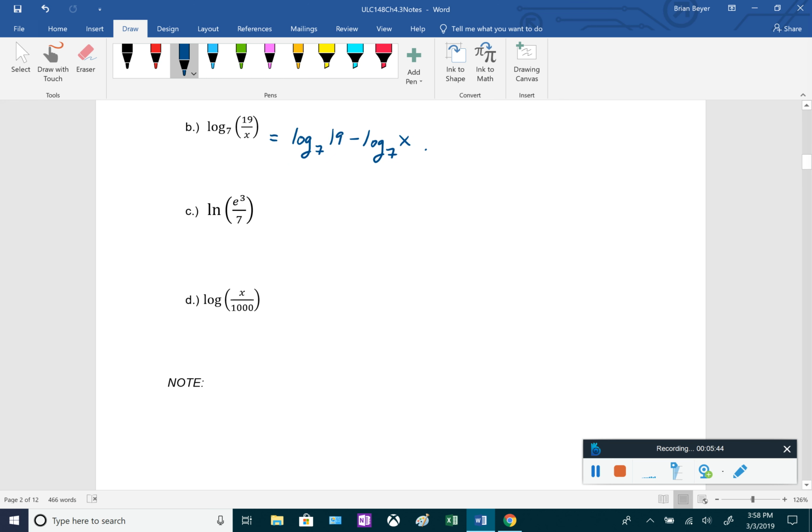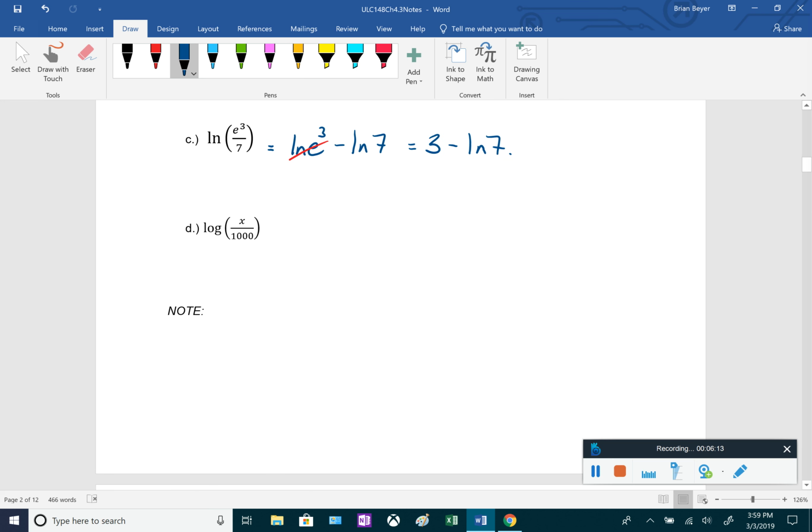Next one, ln of e cubed divided by 7, so it's going to be ln of the numerator minus ln of the denominator. Ln of e cubed, that simplifies to 3. So remember, that's the inverse property. Ln of e cubed, the ln and the e cancel, we're left with 3. So this is equal to 3 minus ln of 7.